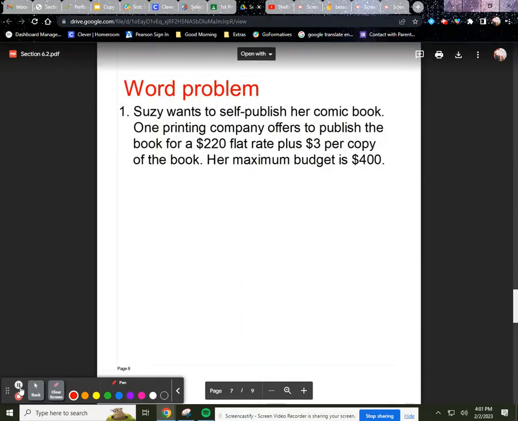Word problem number 1. Susie wants to self-publish her comic book. One printing company offers to publish the book for $220 flat rate plus $3 per copy of the book. Her maximum budget is $400. So a flat fee of $220 and then $3 per copy. Maximum is $400. So let's represent how much the company is offering her. So $220 flat fee. That's not going to change at all.